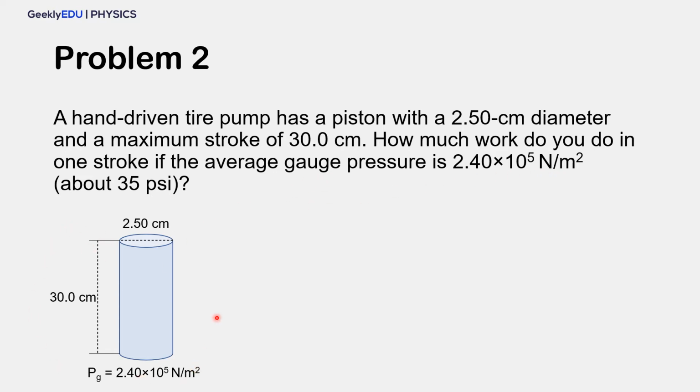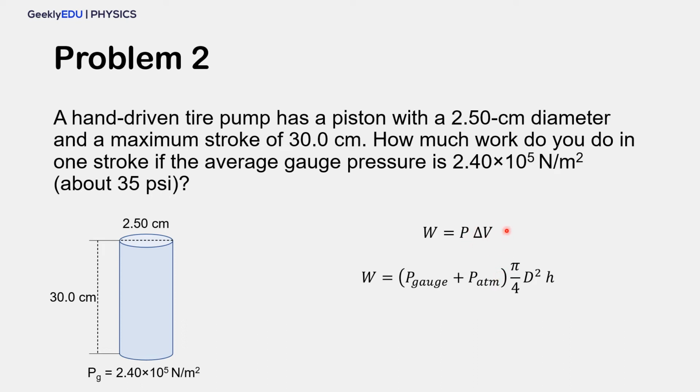So this is our pump here. We have a cylinder with a 2.5 centimeter diameter and 30 centimeters maximum stroke. Okay. We can just remember that the work can also be calculated by the pressure times the variation in volume. In this case, we want the total work, so the absolute pressure is the gauge pressure plus the atmospheric pressure.